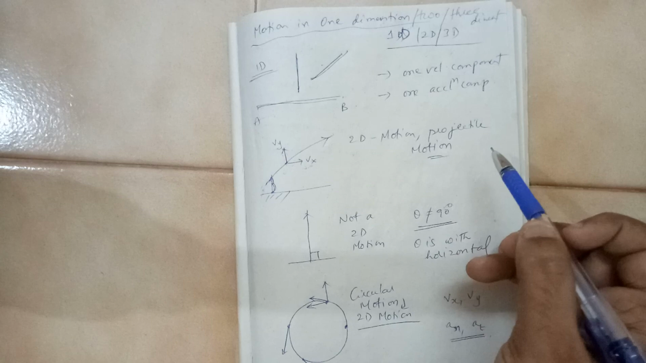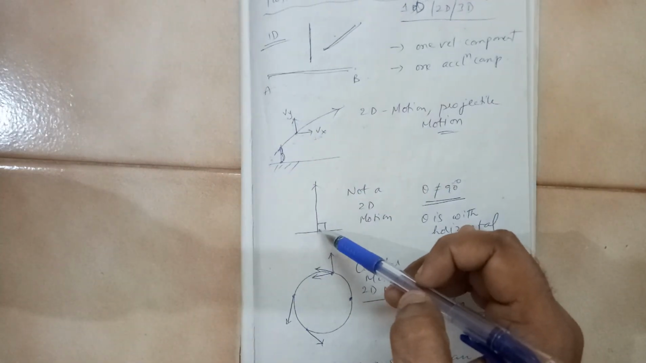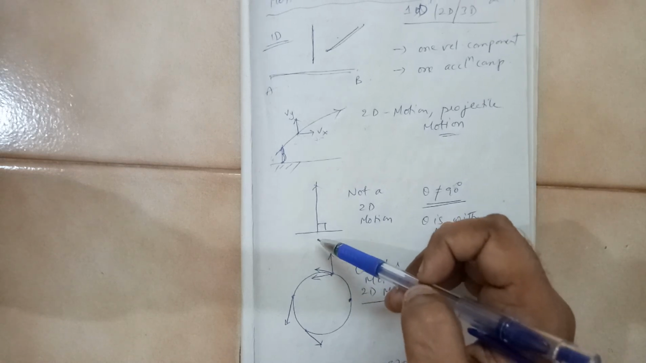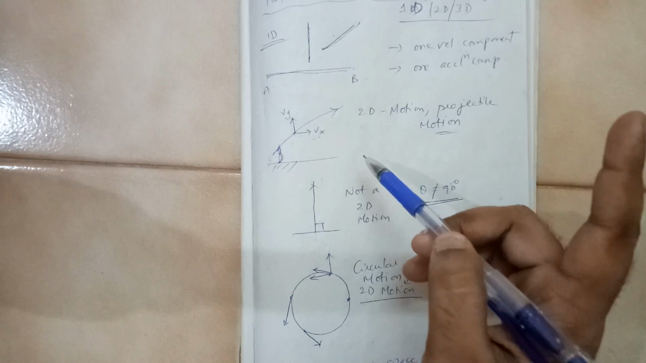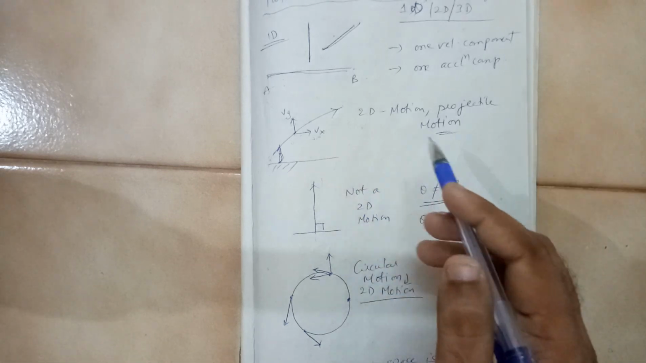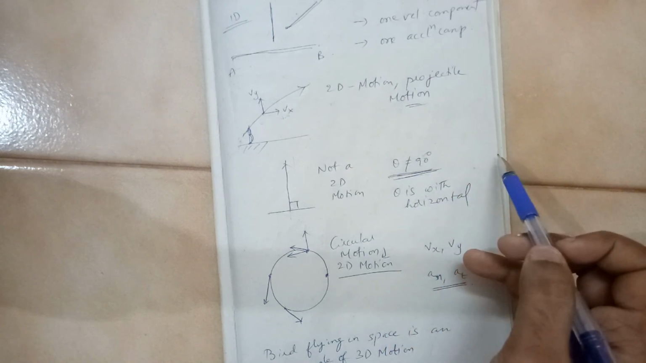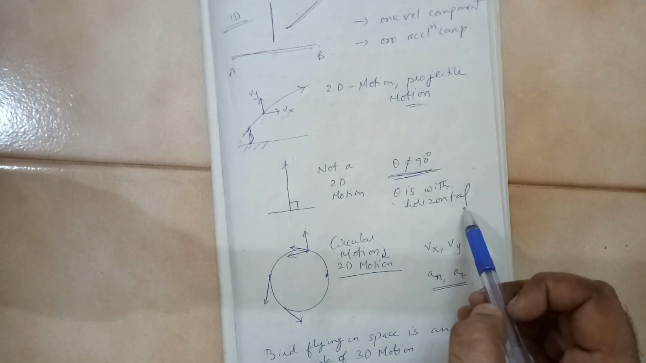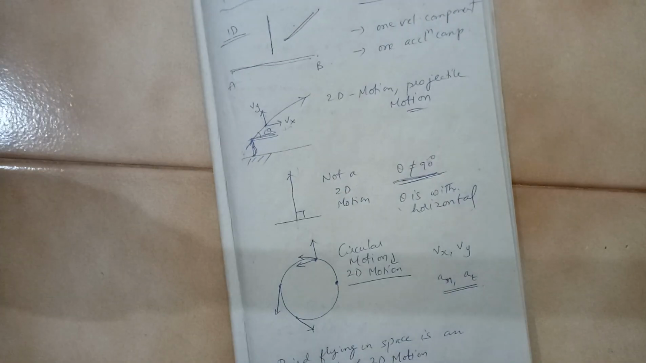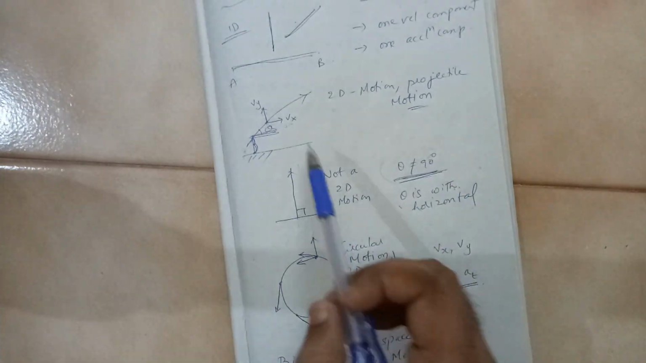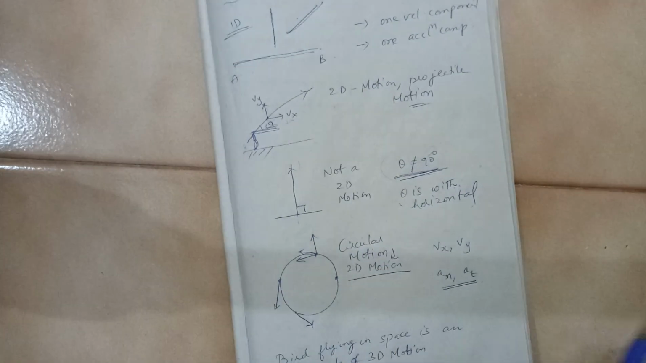Now here, let us say if a person projects the object or the particle, ball or some object vertically upwards, it is not a 2D motion, it is a 1D motion. So you can say that when theta is not equal to 90, theta is the angle with the horizontal. Here I can say that this is making some angle theta with the horizontal. When theta is not equal to 90, it is a 2D motion.